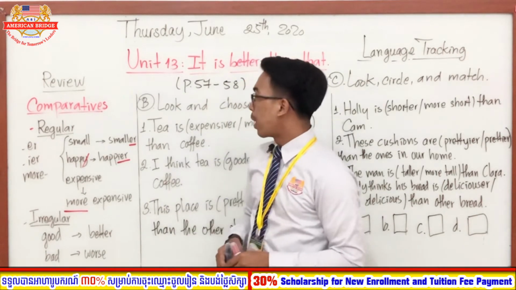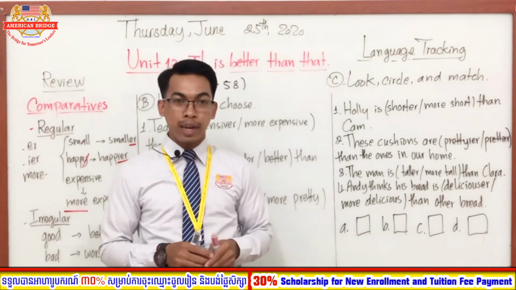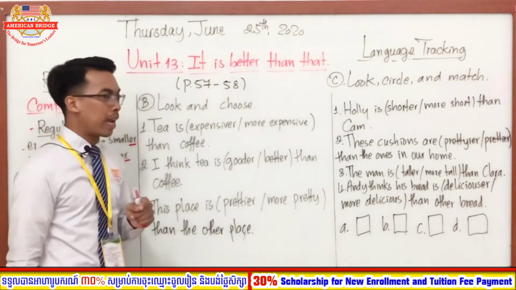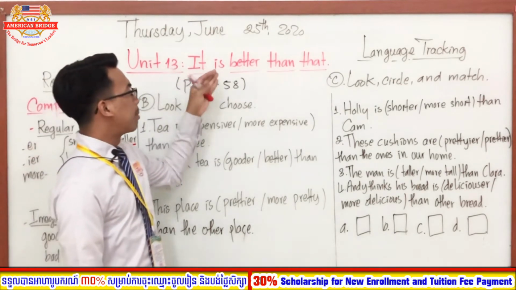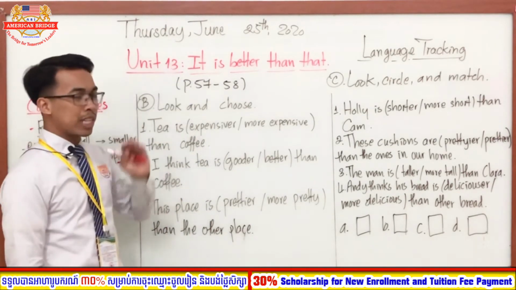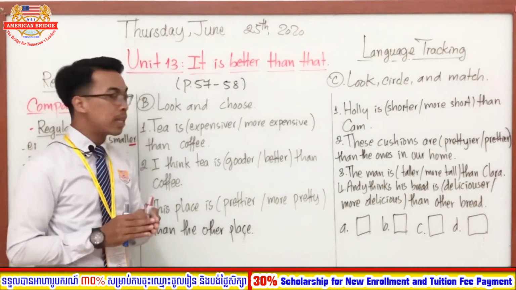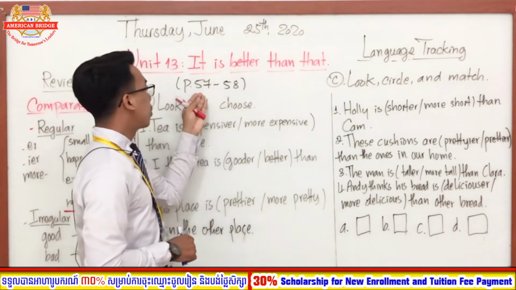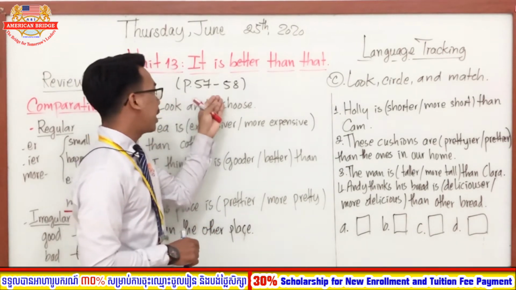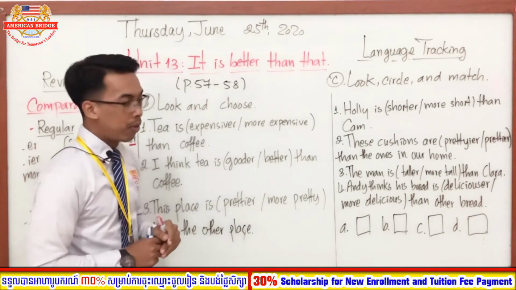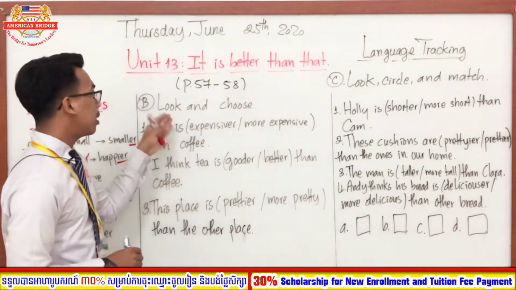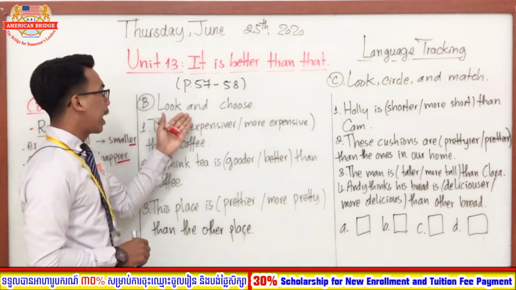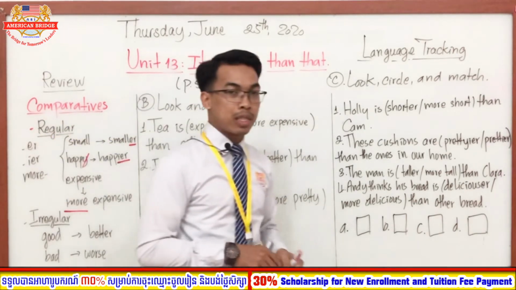All right, everyone, welcome to our lesson today. Our lesson today is in Unit 13 again, right? It is better than that. The teacher already explained the title of the unit. Today you will learn 2 pages: the first page is page 57, and the last page is 58. We also have 2 sections, section B and section C. The first section is look and choose. This is about exercise practice, everyone.